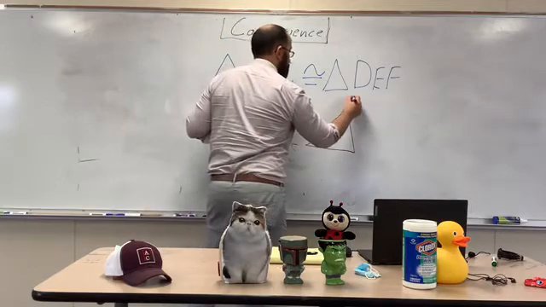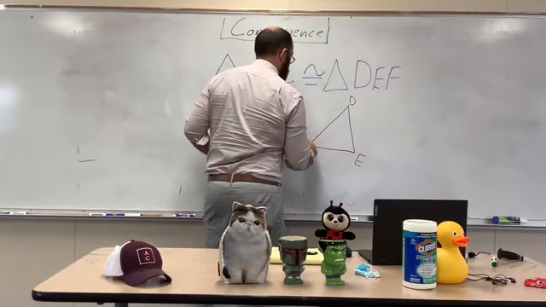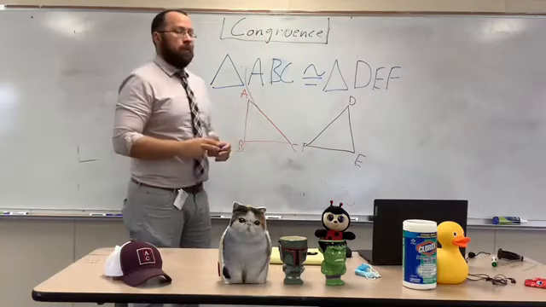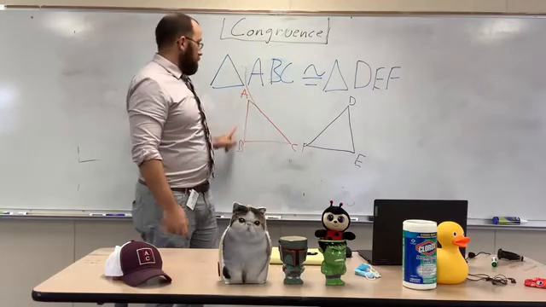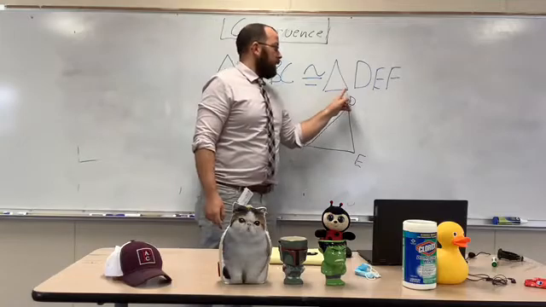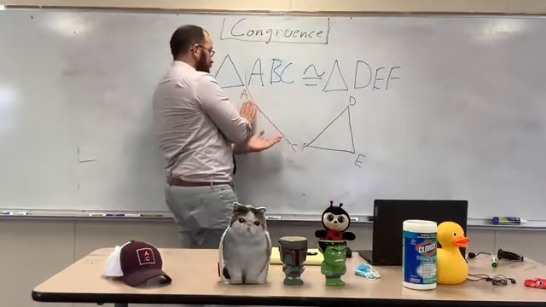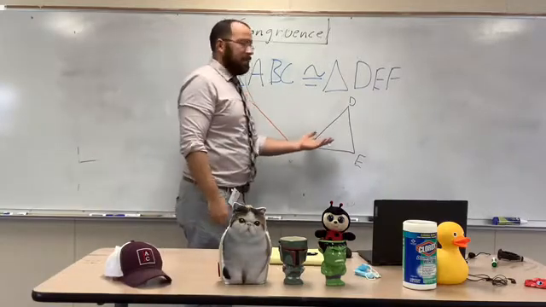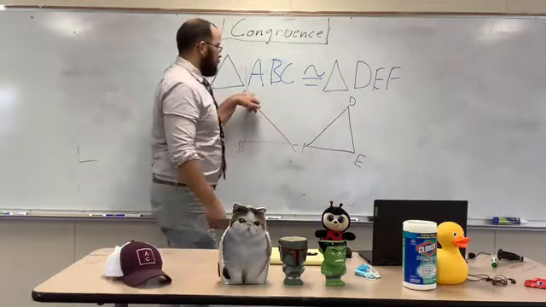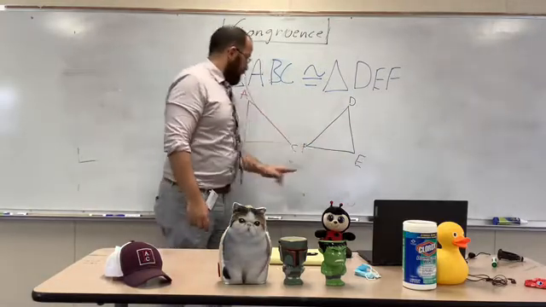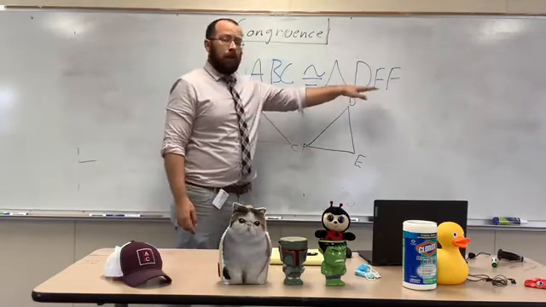D, E, F. Now, the points have to match up if you're saying two triangles are congruent. I said triangle ABC is congruent to triangle DEF, so they have to match up. If I took DEF, flipped it over on top, it would be the perfect match. Obviously, it's not because I'm doing this by freehand. So D has to match up with the A point, E has to match up with the B, and F with the C. You have to put it in the correct order.